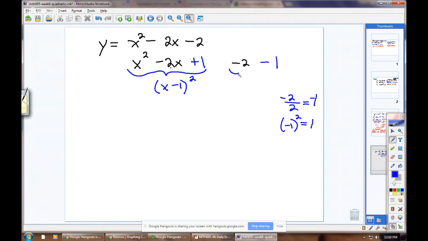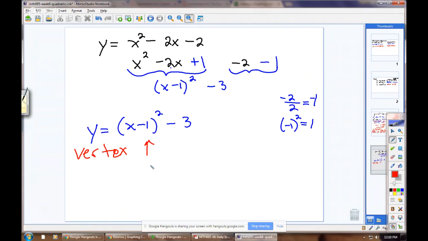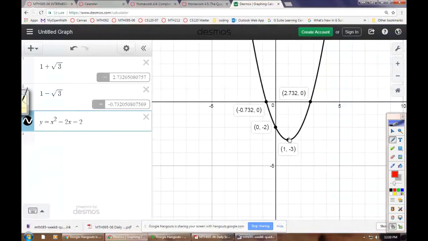So then this part right here is going to give me a minus 3. What I've discovered is that my original equation can also be written as x minus 1 squared minus 3. And this tells me the vertex. The vertex is always the opposite of the number you see there, 1, and exactly the number you see there for y. And that's exactly what Desmos told us: 1, negative 3.